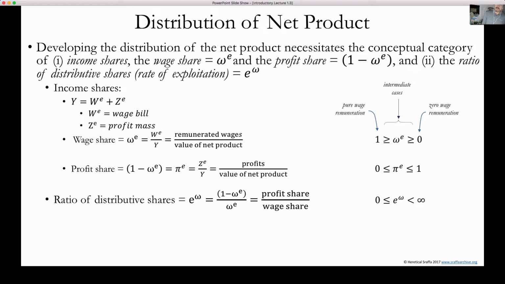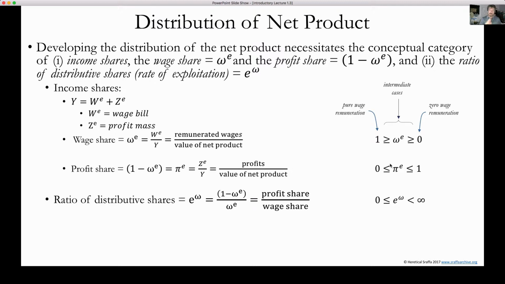We have a pure wage regime of distribution, we have a zero wage regime of distribution, and we have the intermediate case in between. For the wage share, it's the first inequality here. At the pure wage remuneration, the wage share is equal to 1. At the zero wage remuneration, the wage share is equal to 0. In the intermediate cases, the wage share is between 1 and 0, a positive fraction.